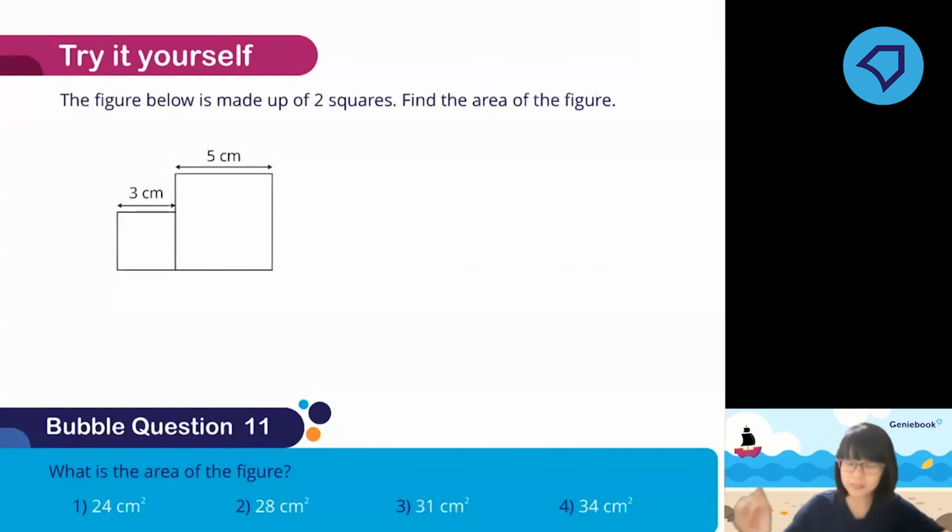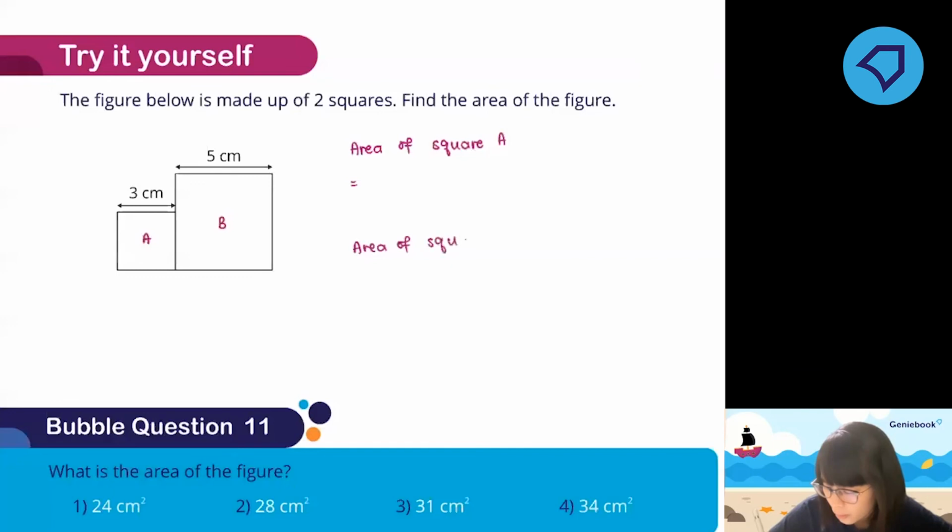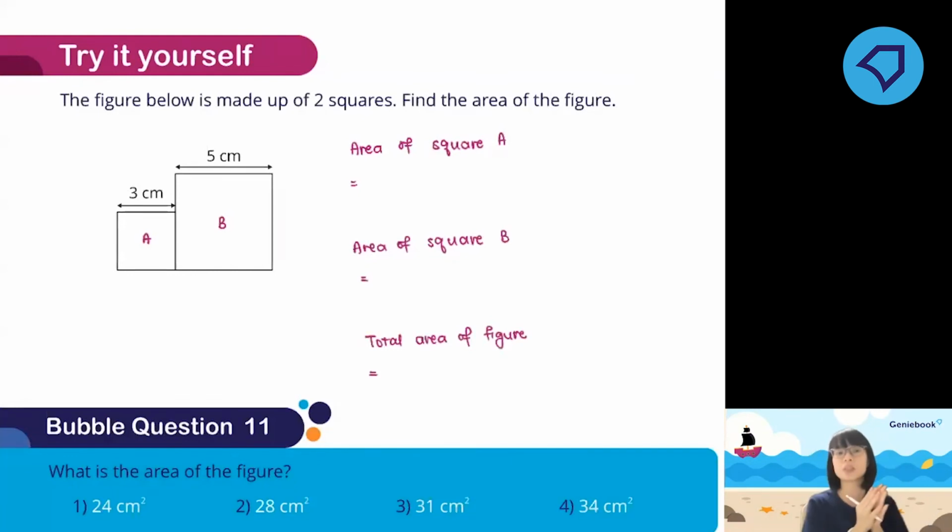Okay. All right. So now I'm going to help you guys. So the first thing, let's call this square A and square B. So what you need to do is to find the area of square A. Find the area of square B. Then you can find the total area of the figure. Okay, so 3 steps over here. Find the area of square A first, find the area of square B, then find the total area of the figure.